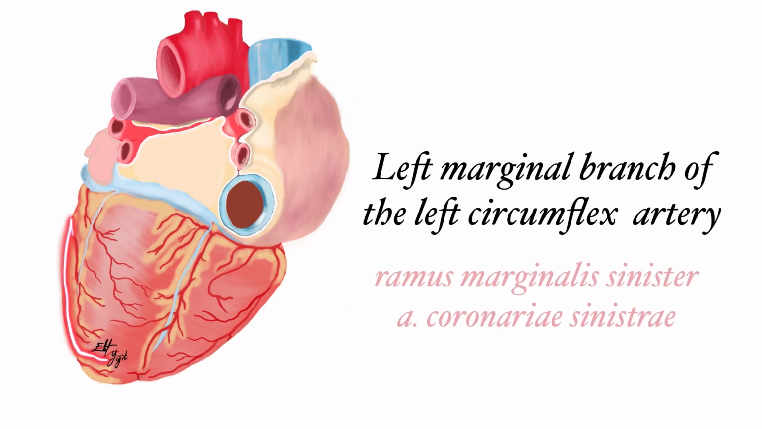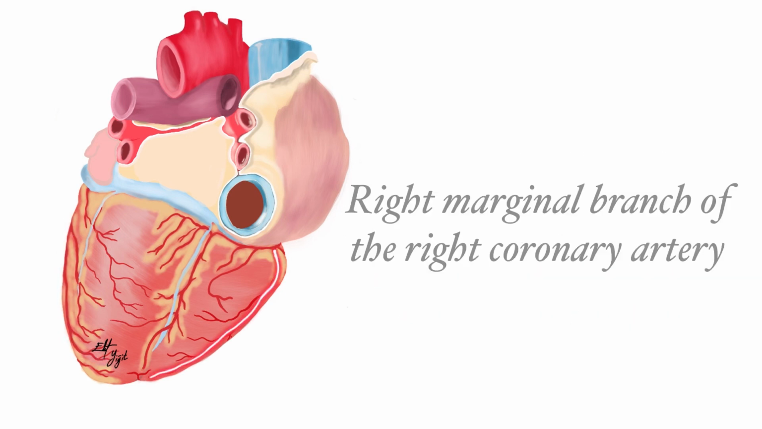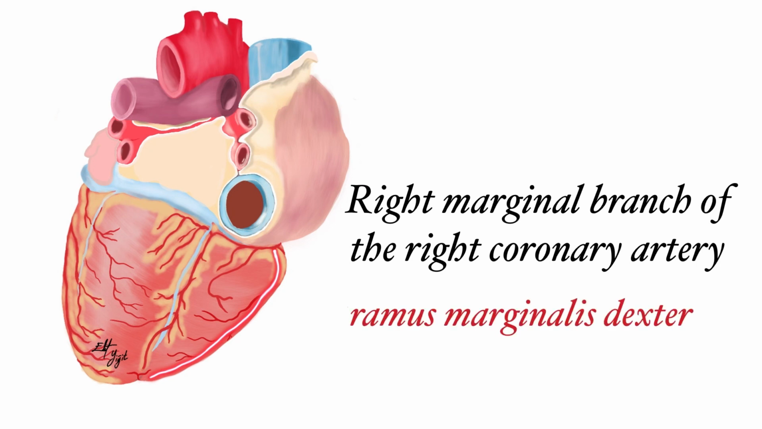It is also known as ramus marginalis arteria coronaria sinistra, originating at the left atrioventricular sulcus, traveling along the left margin of the heart and towards the apex of the heart. On the right margin of the heart, there is right marginal branch of the right coronary artery. It is also known as ramus marginalis dexter. Ramus marginalis dexter arises from the inferior border of the right coronary artery. It supplies blood to the structures of the right atrium. In 10 to 15 percent of cases, it provides the main arterial supply to the sinus node.